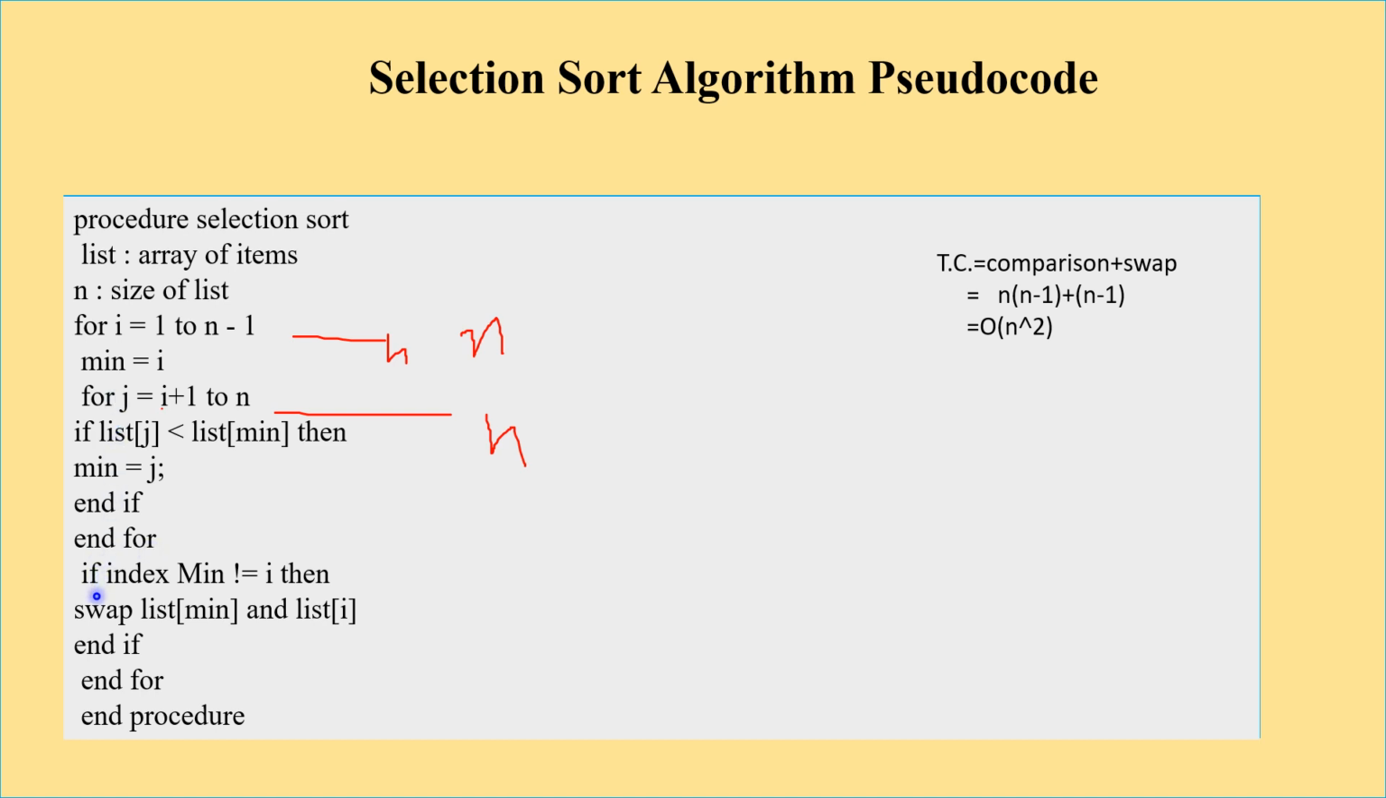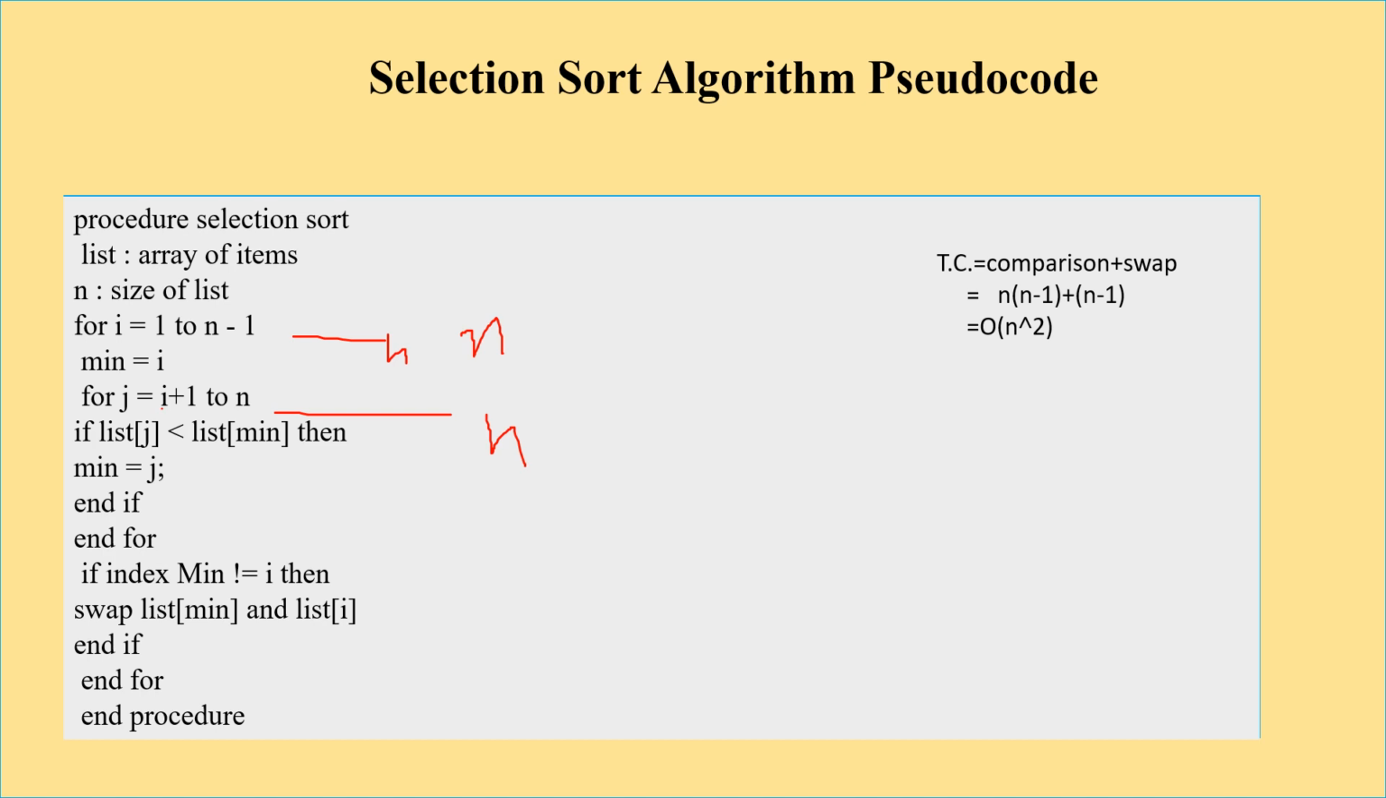After that, if the index of minimum is not equal to i, then we are swapping: we are swapping minimum with list of i. Total n elements are there, so we can say n minus 1 swaps, because maximum n minus 1 swaps can be possible.